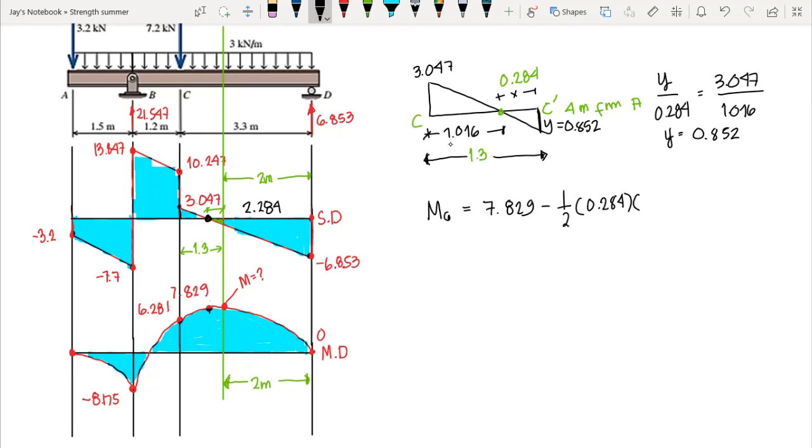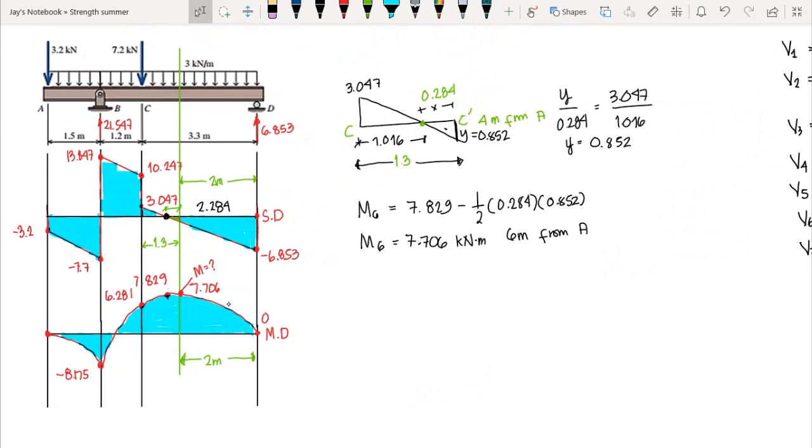So we multiply it here, that is 0.852. This is the area of this triangle region here. So you have our moment at 6 meters from A, that is equal to 7.706, that is in kilonewton meter. So therefore, the moment at this point is equal to 7.706, that is in kilonewton meter. So this is the moment 6 meters from A.